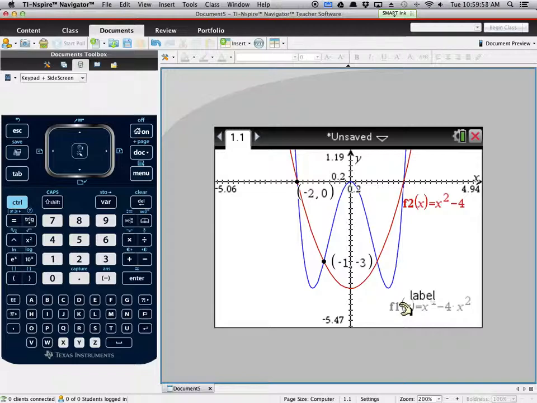So my first integral is going to go from where to where? Negative 2 to negative 1. And what's on top of that first section? X squared is. So x squared minus 4, then I have x to the fourth minus 4x squared.